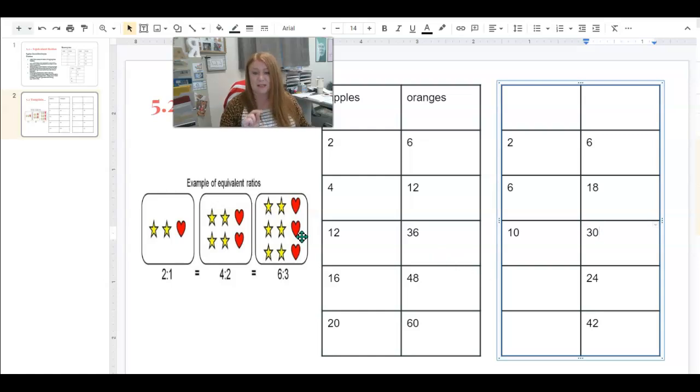So go ahead and try your own. When you're done, don't forget to share it back to me in Canvas.